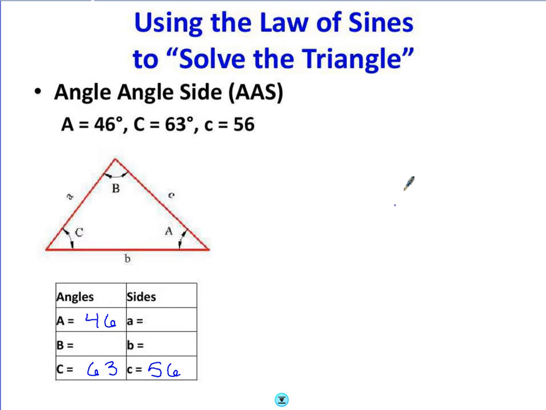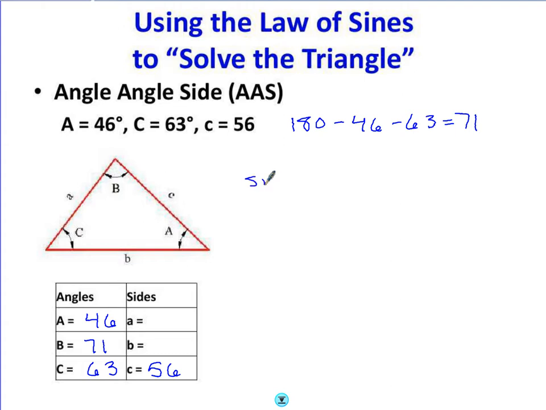Angle B is the easiest to find because all the angles in a triangle have to add up to 180. So if I subtract the other two angles that I am given, I will get that missing angle. So angle B would have to be 71 degrees, so I can fill that in. And then to find our missing sides, we're going to use the law of sines. I have both angle and side for C, so I'm going to use that.